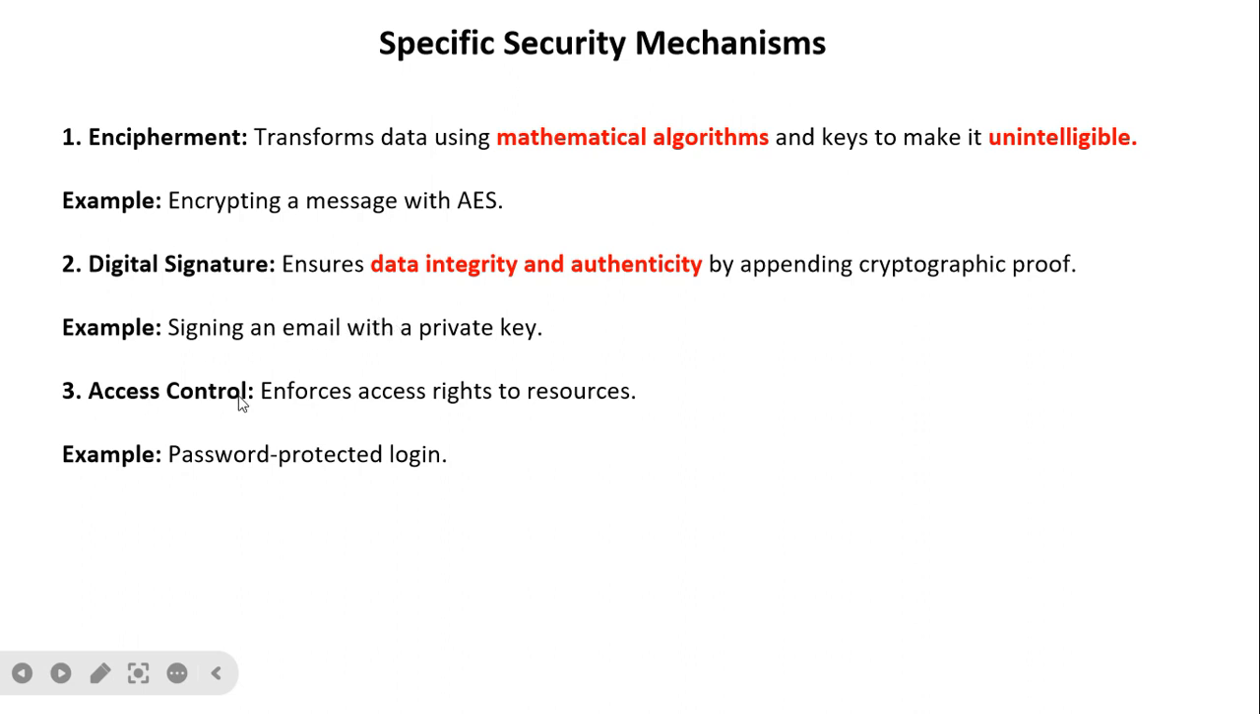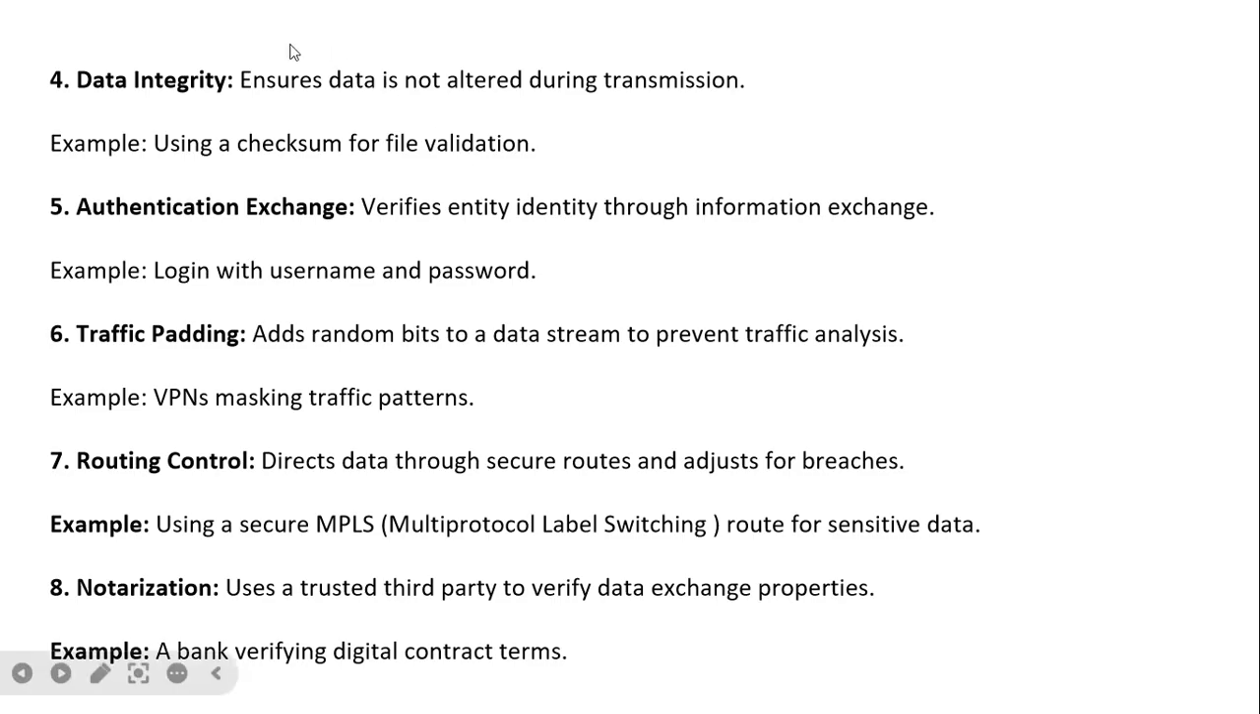Access control enforces access rights to the resources, that is nothing but a password protected login. Data integrity ensures that data is not altered during the transmission. For example, a checksum for file validation, or here we can use a hash also. Authentication exchange verifies the entity's identity through information exchange. For example, login with username and password.